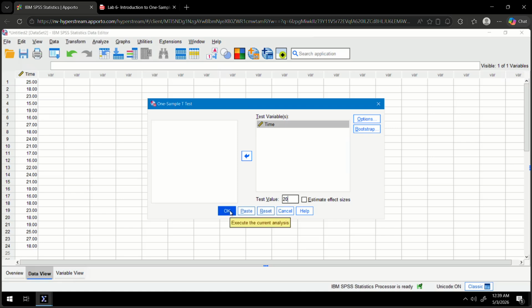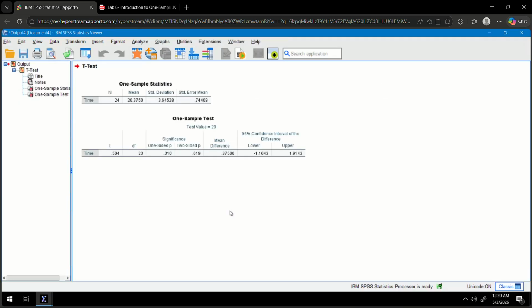Let's check this, hit OK. And as we see here, our t value is 0.504, our degrees of freedom is 23, and our directional hypothesis p-value is 0.310. So this is going to be a fail to reject the null, and that's bad news because we wanted to reject the null. We wanted the wait time to be much more than 20 minutes, and it happens to not be significantly different than 20 minutes.